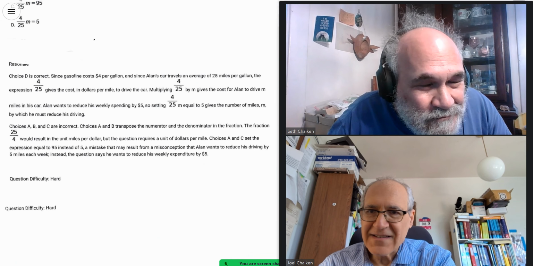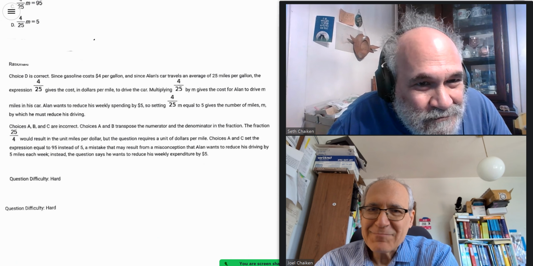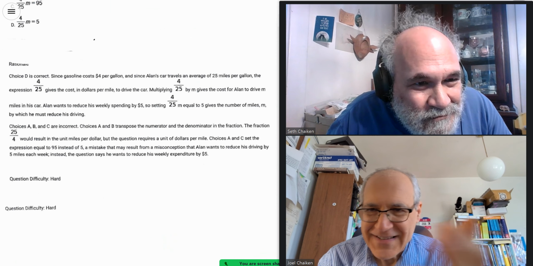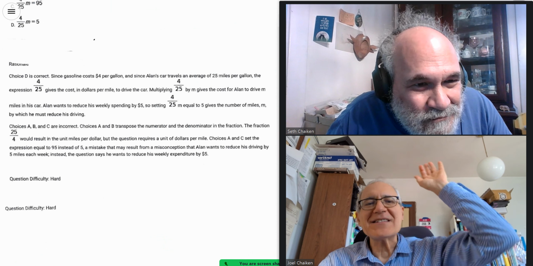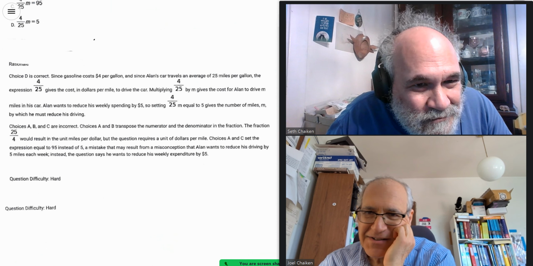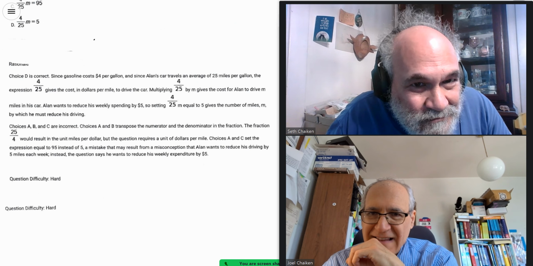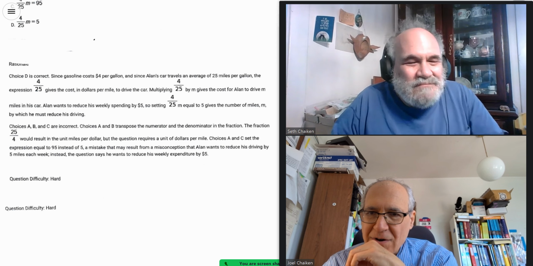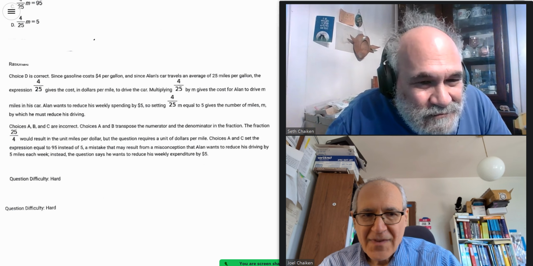Since gasoline costs $4 a gallon, see, they're not planning it out. I wish they did. That's the problem. You've got to plan these things out. They're just blasting right in as if they know how to do it. Well, since gasoline costs $4 a gallon, since Alan's car travels 25 miles a gallon, the expression 4/25 gives the cost in miles per gallon.